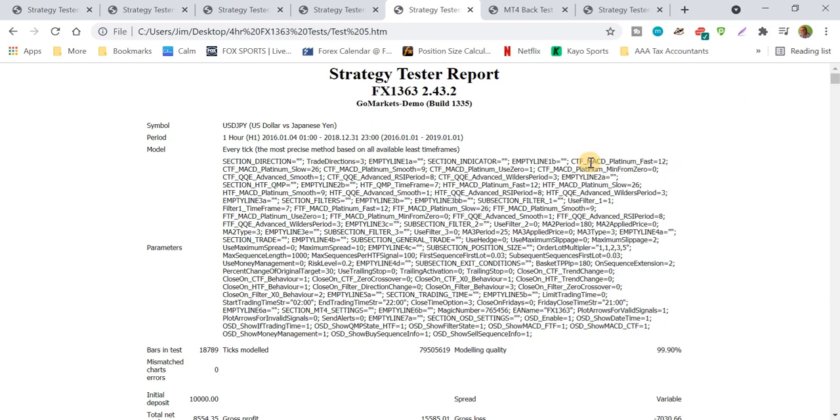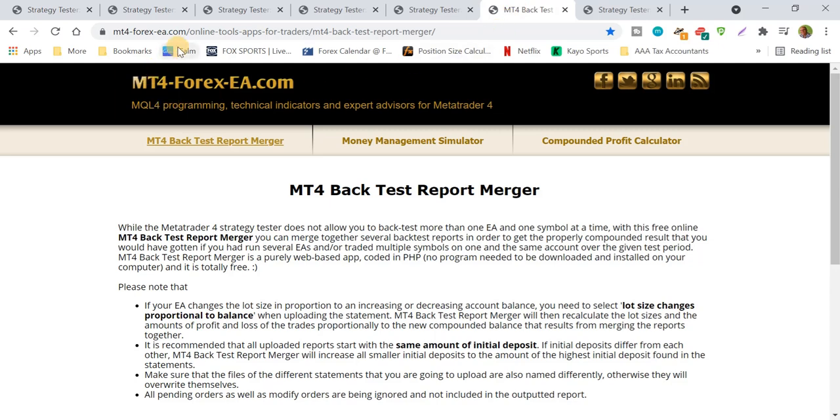All right. Now, if you remember, the title of this was MT4 EA backtesting merger, or merging MT4 backtests. So let's have a look. We'll go to this website. I'll put a link to the video in it. It's MT4 forexea.com. Online tools, got some tools here. Backtest report merger. Doesn't roll off the tongue very well, does it? MT4 backtest report merger.